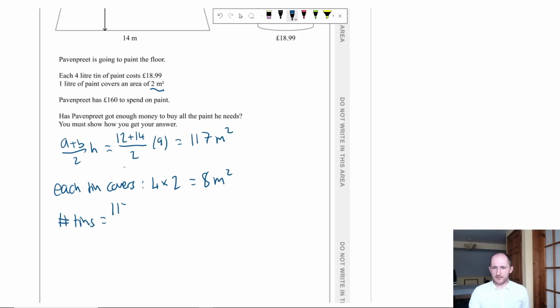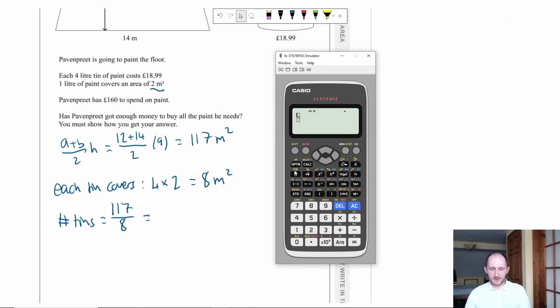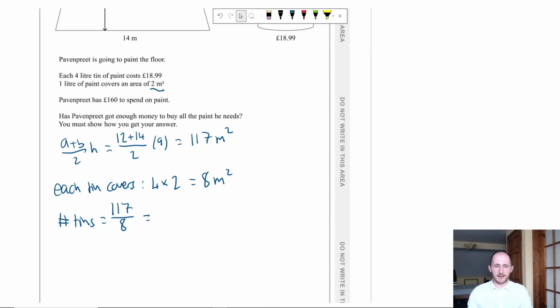It's going to be 117 divided by 8. It doesn't go in fully, so I'm going to need to use a calculator, which is the calculator exam, that's fine. 117 divided by 8 gives me an answer of 14.625. Now, if you think about it, we're going to have to round this.